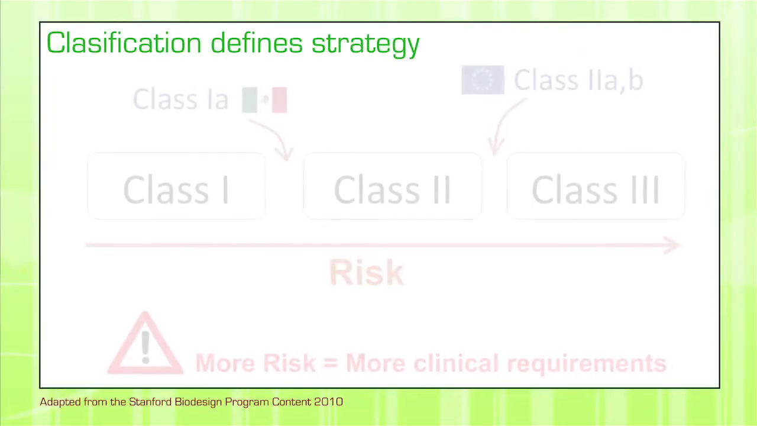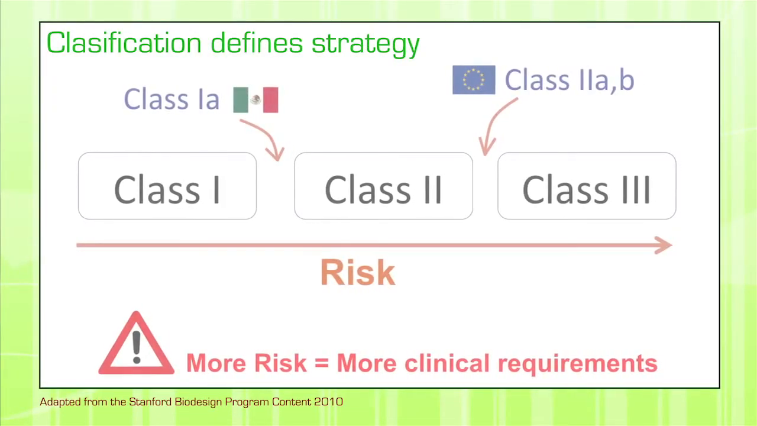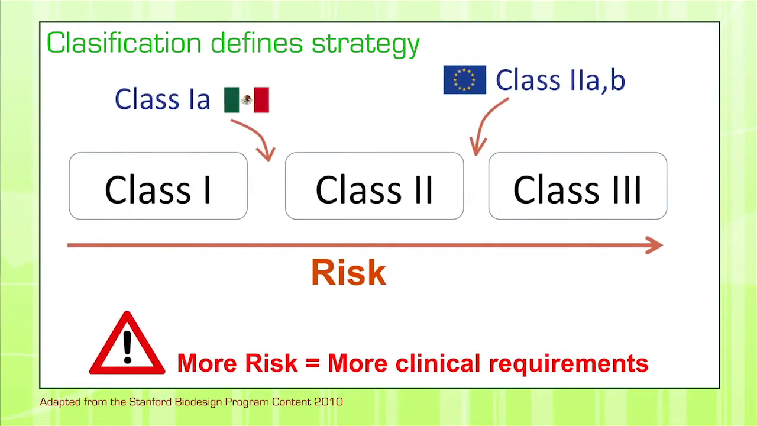Everything in the clinical trial strategy depends at the very end of the day on the classification of your device, meaning on the risk, because the more risk, the more clinical requirements you're probably going to be asked for. As such, we can remember that there are three classes in the United States regulatory system for medical devices: class 1, 2, and 3, but there are other classes in some other systems, such as class 2A and class 2B, or class 1A in Mexico.